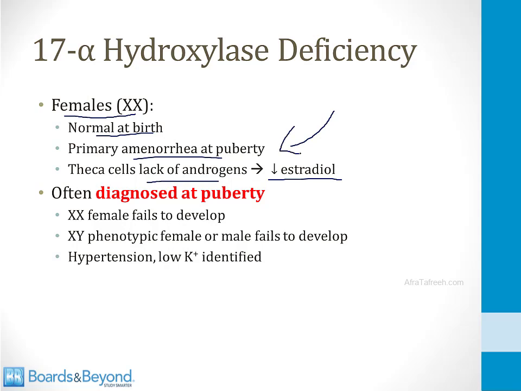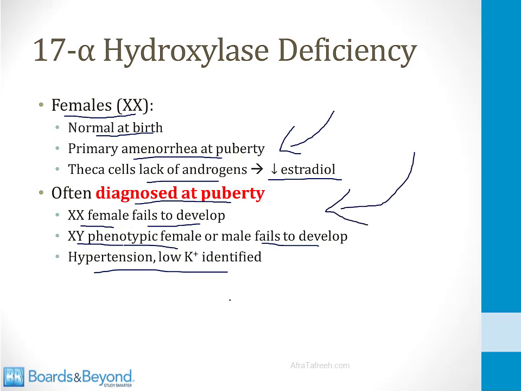So if you understand all this, then it's very easy to understand that this congenital adrenal hyperplasia is often diagnosed at puberty. A female with two X chromosomes may fail to develop secondary sexual characteristics. A phenotypic female who is actually a male may fail to develop at all because this male lacks a uterus and lacks ovaries. At this point in time, a workup is done and hypertension and low potassium are identified. So often the cortisol and mineralocorticoid symptoms are mild, so they're not diagnosed in childhood. It's only at puberty that the disorder becomes apparent.